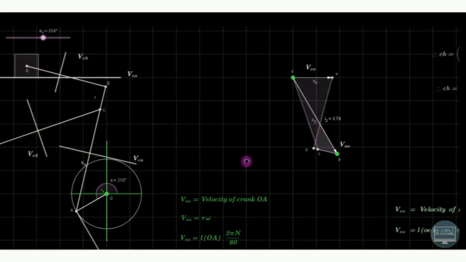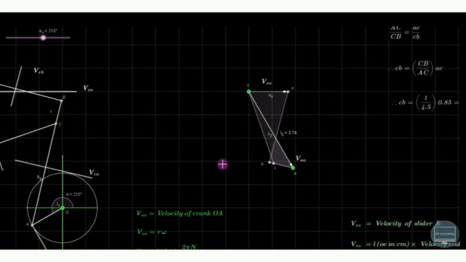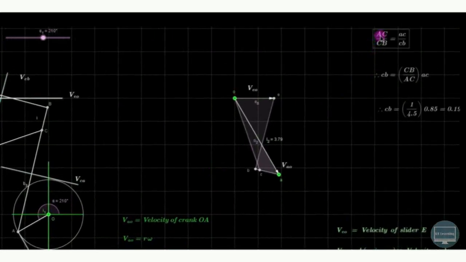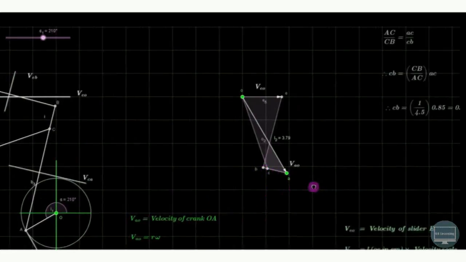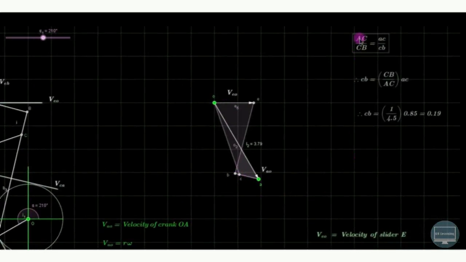So we have taken the ratio and proportion over here like this, that is AC upon CB on the space diagram is equal to AC divided by CB on the vector diagram. So out of this, AC is known, CB is also known to us. Only the small cb is unknown. So cb is equal to CB divided by AC into AC.